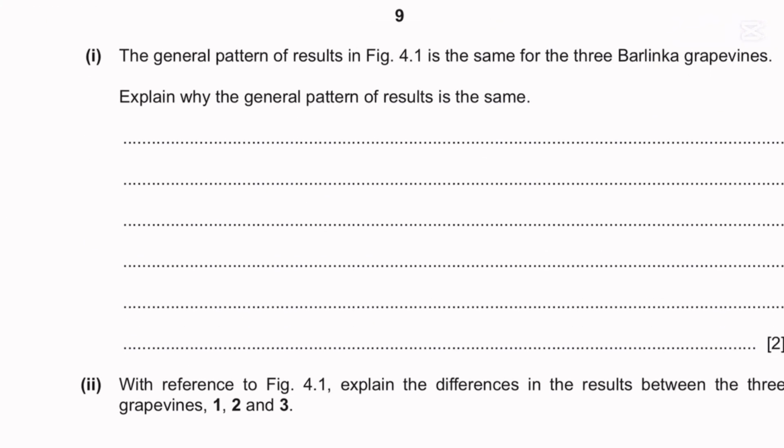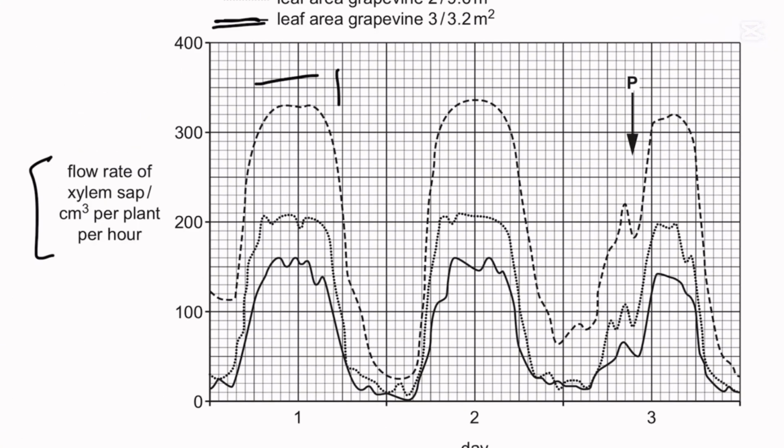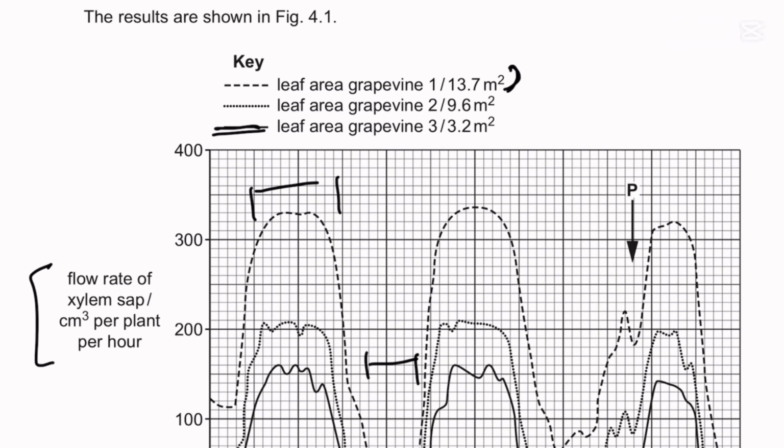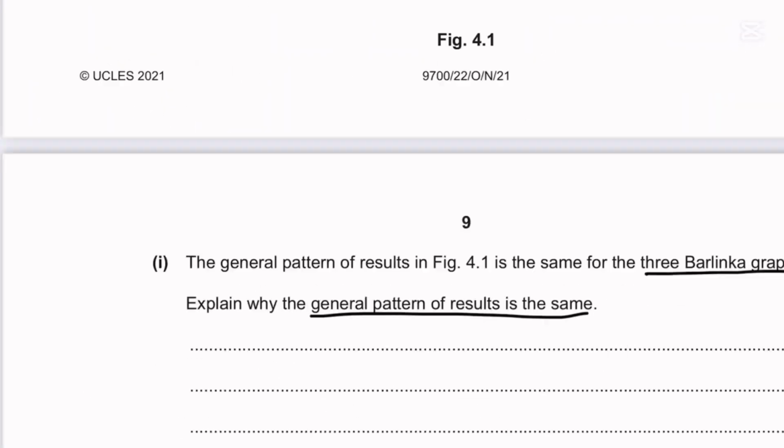Now he's saying here that the general pattern of results in figure 4.1 is the same for the 3 Berlinka grapevines. Explain why the general pattern of results is the same. So why is the general pattern overall the same? Why do we have an increase in this time of the day and then a decrease in this time of the day? Well, I suppose again because during the day the stomata are open, there's more transpiration, and because they're all placed in the same conditions, they're all affected the same way by the change in the weather and the change in the environment. Okay, so let's go ahead and write that down.